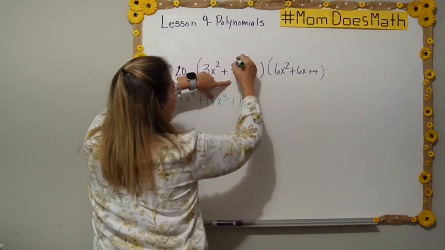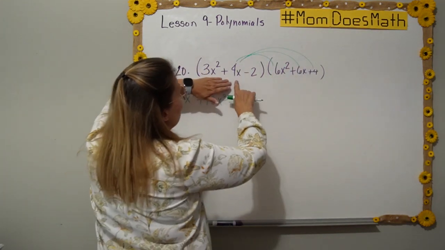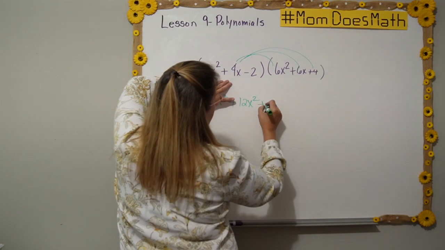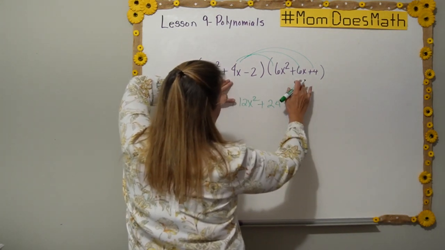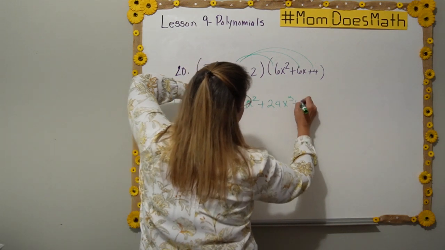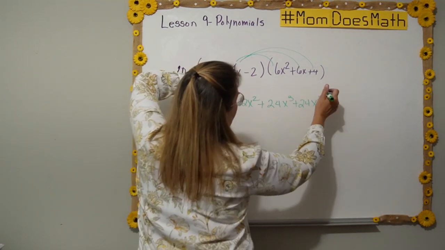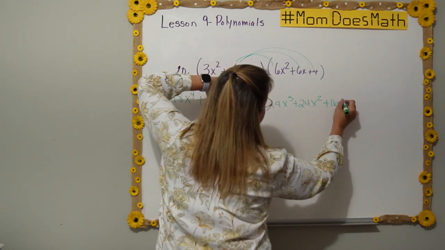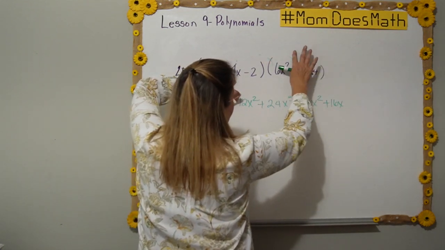All right, now for the 4x. Once again, I'm going to multiply it times all three of those. 4x times 6x squared is going to be plus 24x to the third. And 4x times 6x is going to be plus 24x squared. And 4x times 4 will be plus 16x. Okay? Now for the last one.